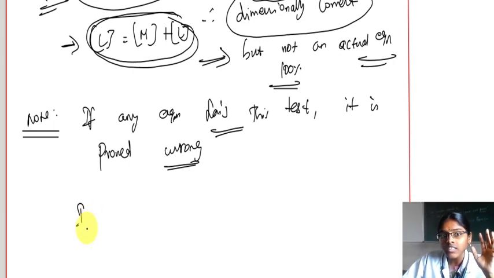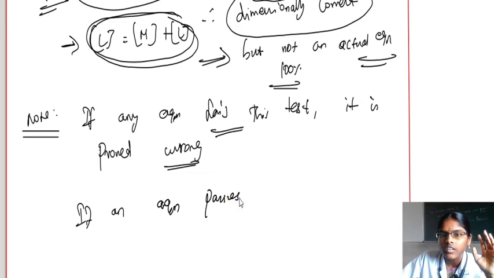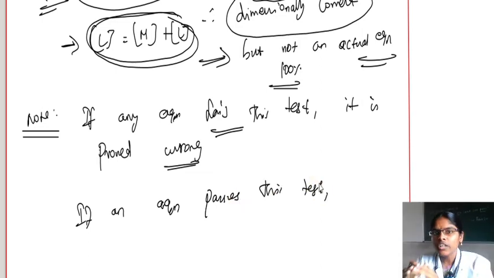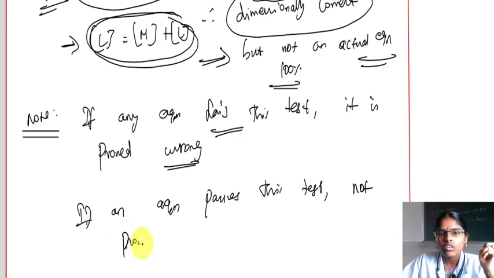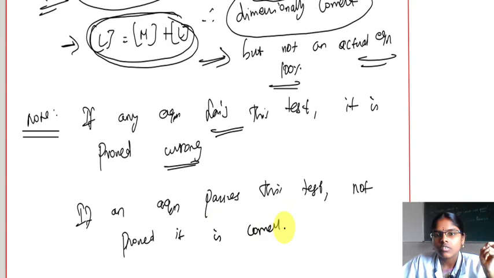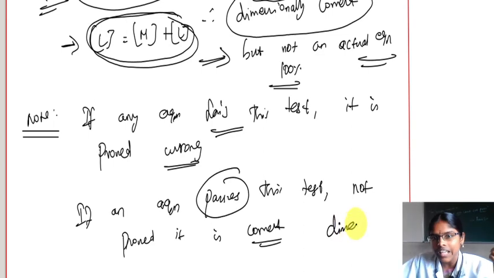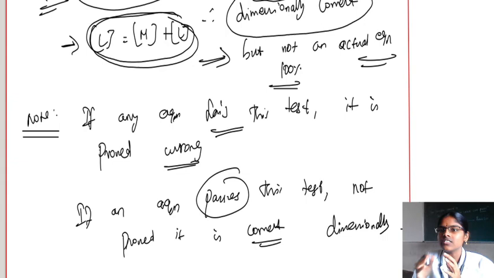But if the equation passes this test, we can't make sure, that means we can't say the equation is 100% correct. We can't say it is the actual equation. It is just dimensionally correct. If the equation passes this test, it does not prove it is 100% correct or the actual equation. It is just dimensionally correct.